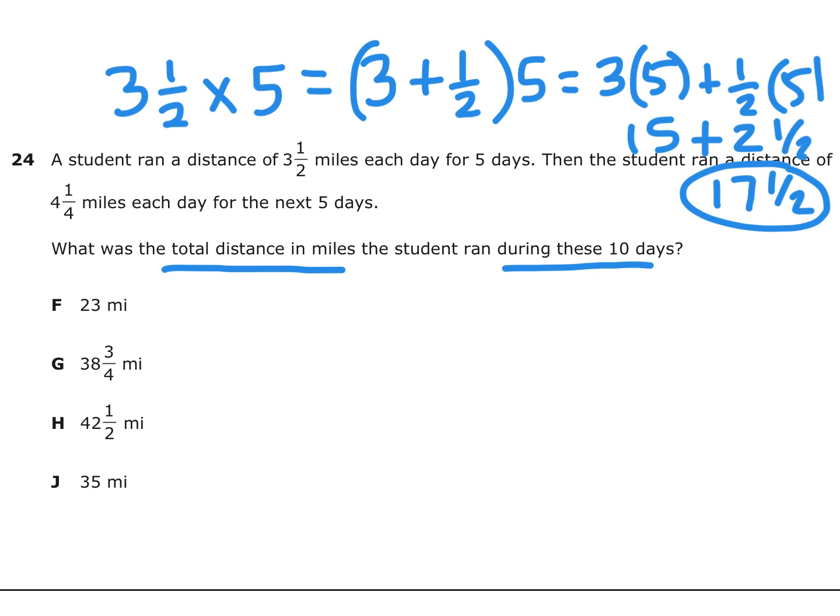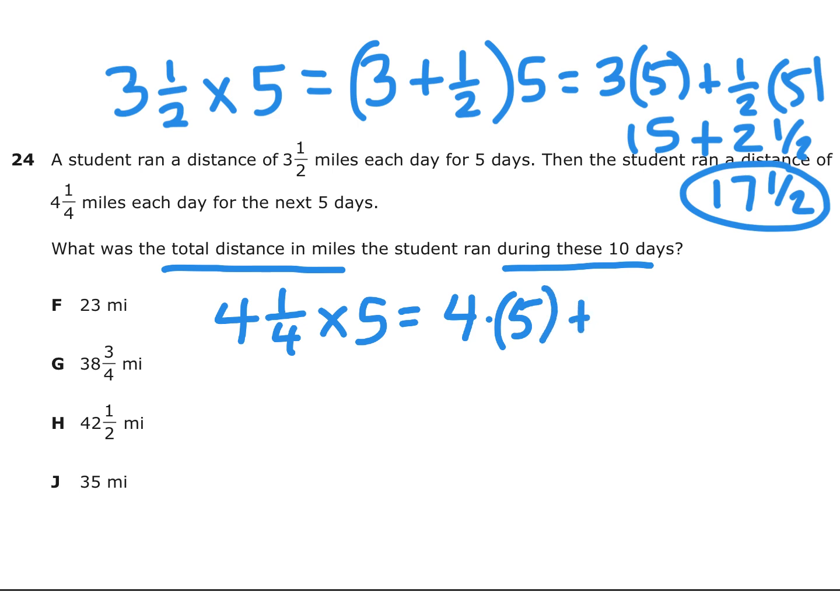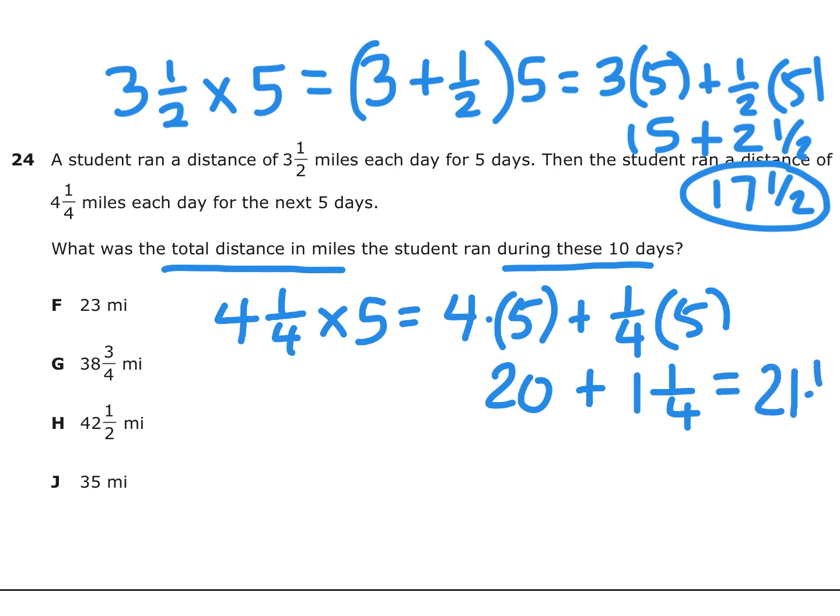Okay, and now 4 1/4 each day for the next 5 days, you would have 4 1/4 times 5. And I'm going to do the same thing here. I'm going to do 4 times 5 plus 1/4 times 5. 4 times 5 is 20. And 4 goes into 5 one time, and you have remainder 1, 1 and 1/4. So 1/4 of 5 is 1 and 1/4. So when we add those together, we get 21 and 1/4.